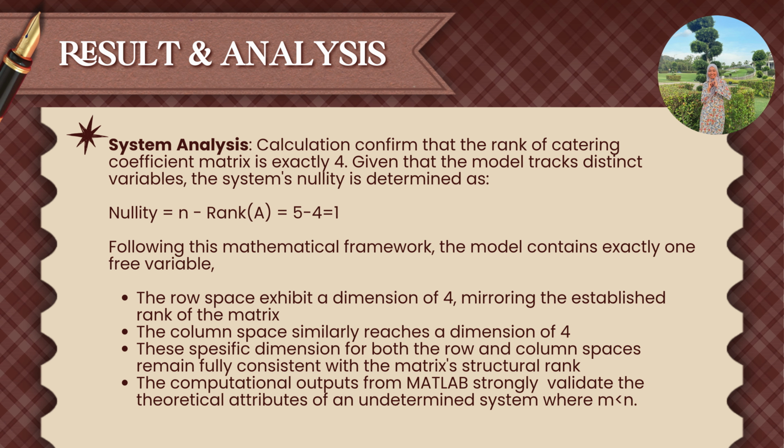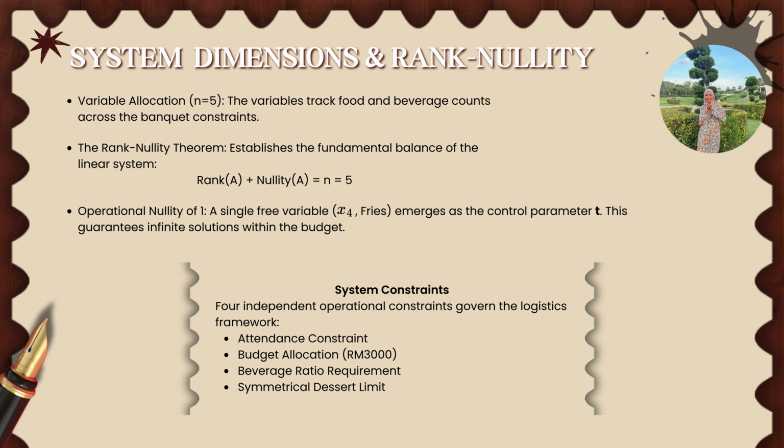m is less than n. For system dimension and rank-nullity, first, variable allocation: n equals 5, the variables track food and beverage count across the banquet constraint. Next, the rank-nullity theorem establishes the fundamental balance of the linear system, which is rank A plus nullity A equals n equals 5, and an operational nullity of 1. A single free variable, x4 fries, emerges as the control parameter t. This guarantees infinite solutions within the budget.